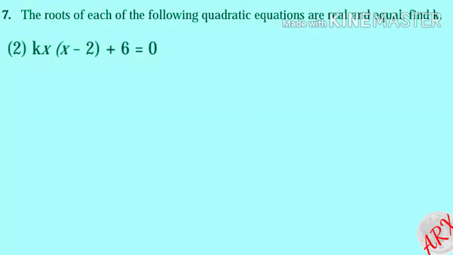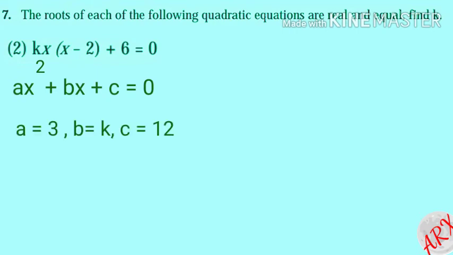Now we will move on to question number 7. The roots of each of the following quadratic equations are real and equal. Find k. First, 3y square plus ky plus 12 equal to 0. Now compare the given equation with the standard form of quadratic equation. So we get a equal to 3, b equal to k, c equal to 12.